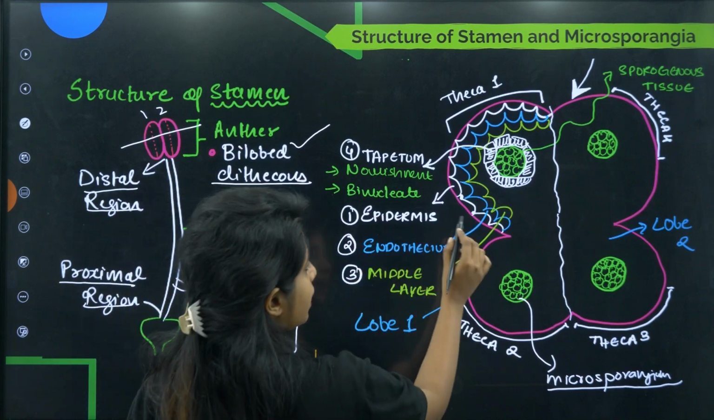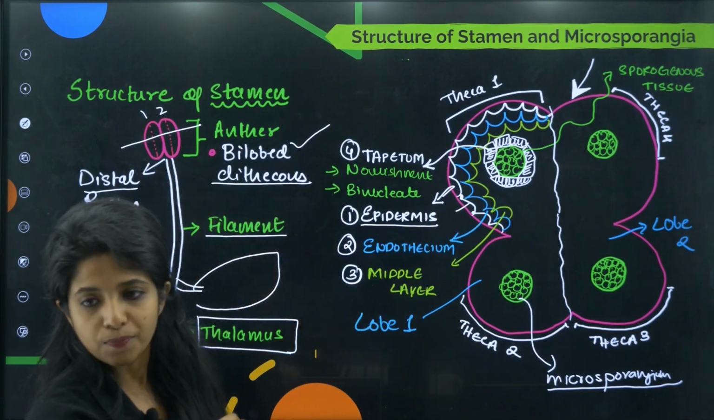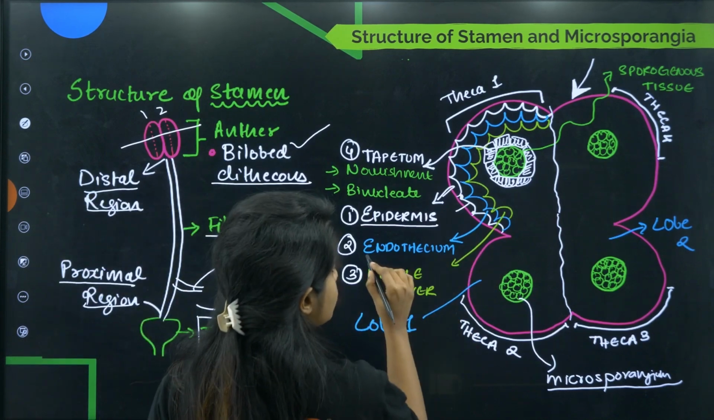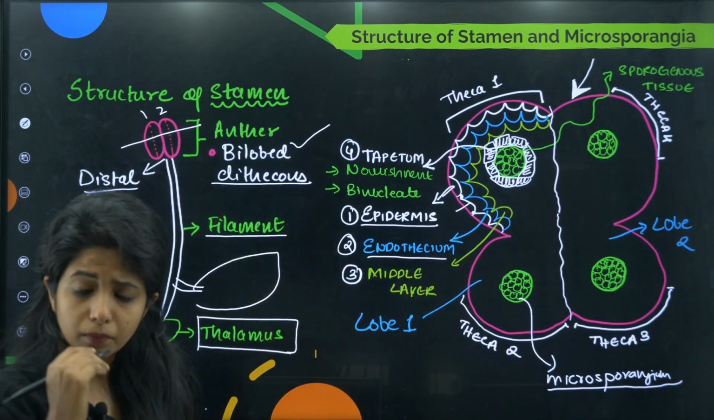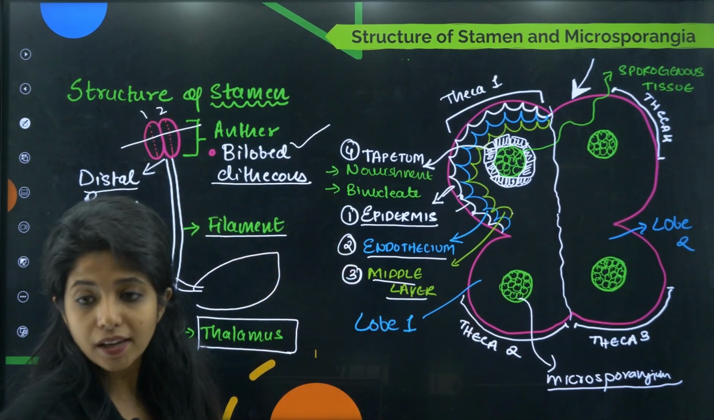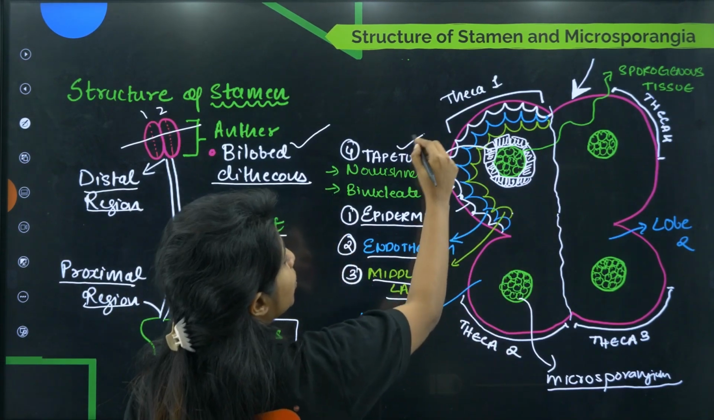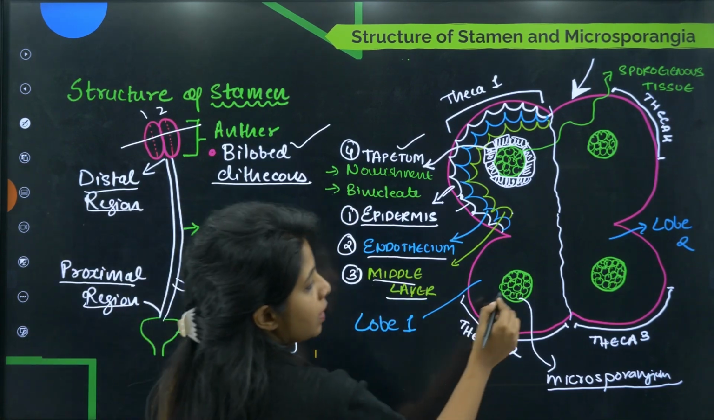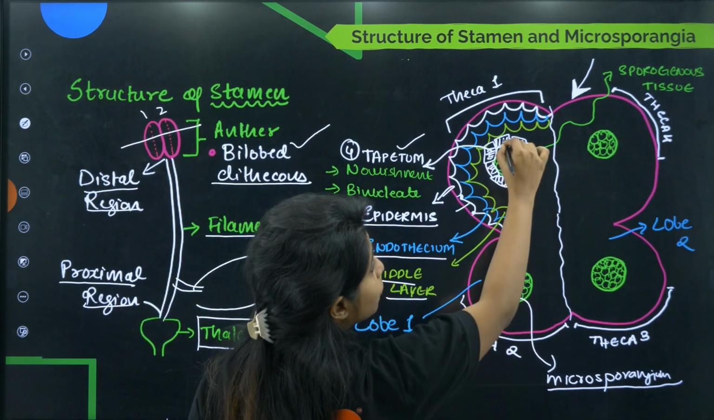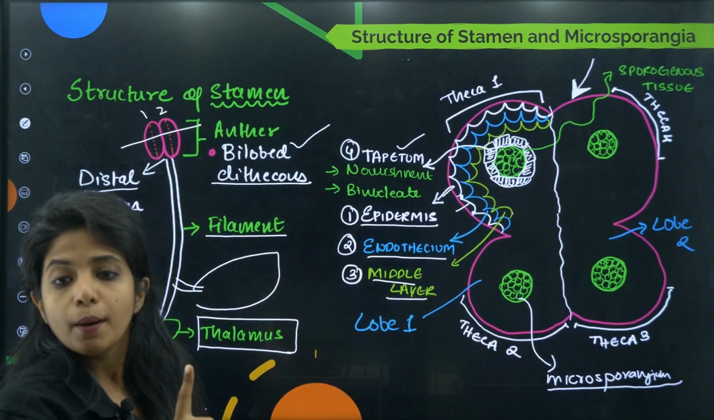Let's start with the first layer. The outer layer, the white one that you see over here, is known as the epidermis. Going inside that, the blue one is the endothecium. Going inside that, we have the middle layers, which lie between the endothecium and one more layer, known as the tapetum. The microsporangium is covered by the tapetum, which is the first layer that covers the microsporangium.